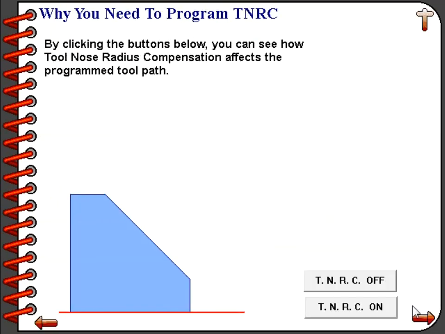With this animation, you can clearly see the difference in positioning between having tool nose radius compensation turned on and off. To run this animation, click one of the gray buttons below, either labeled TNRC off for tool nose radius compensation off, or TNRC on. Run these several times until you see the difference in positioning of the tool.